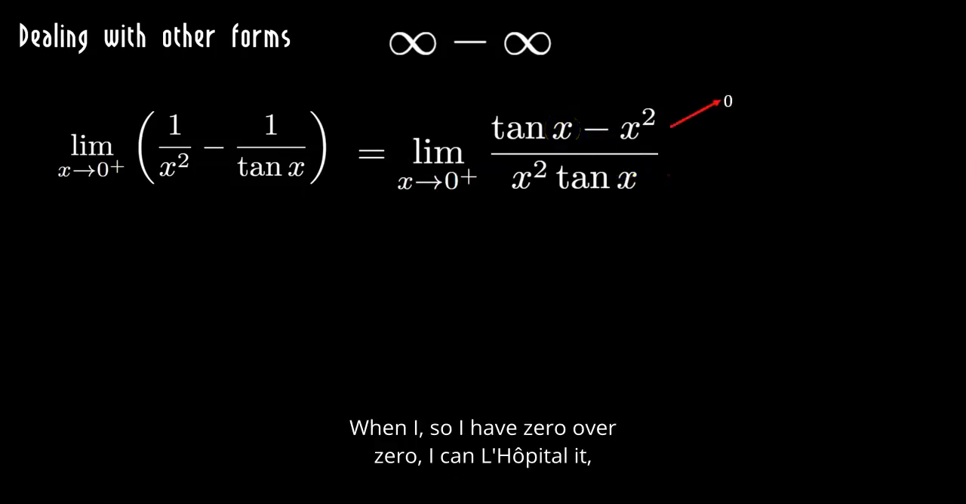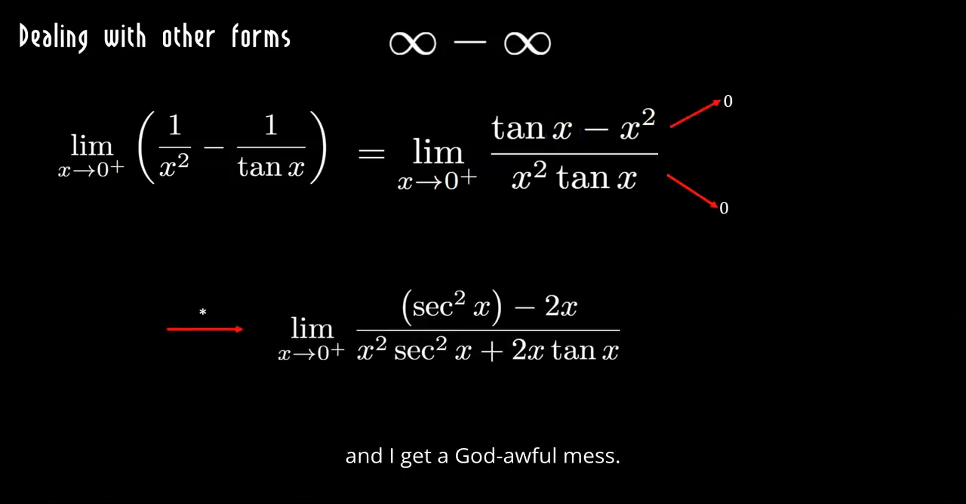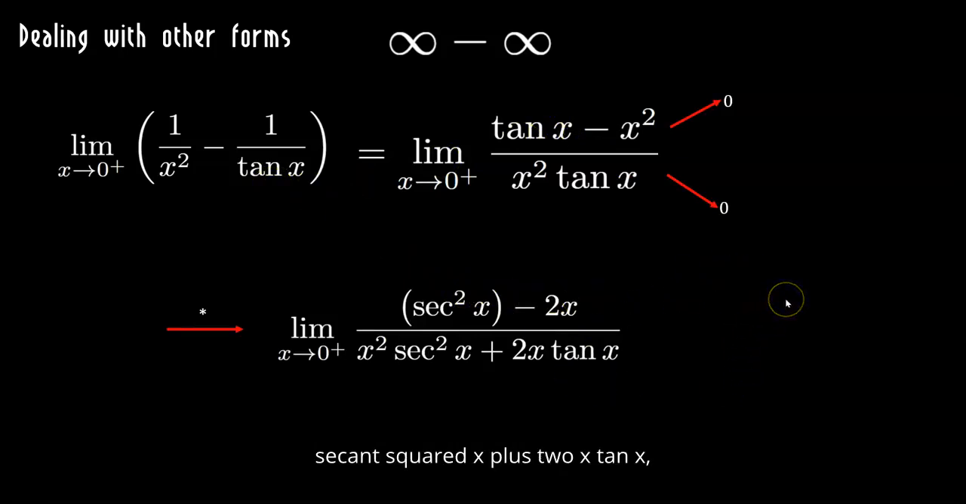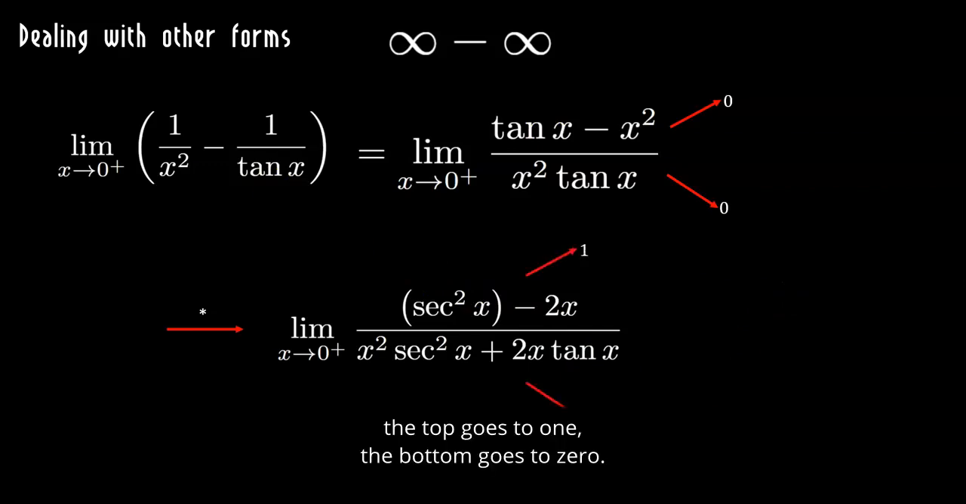So I have 0 over 0, I can L'Hopital it, and I get a god-awful mess. I have secant squared x minus 2x all over x squared secant squared x plus 2x tan x. The top goes to 1, the bottom goes to 0. Oh crap! What do? When you see 1 over 0, you should think infinity.